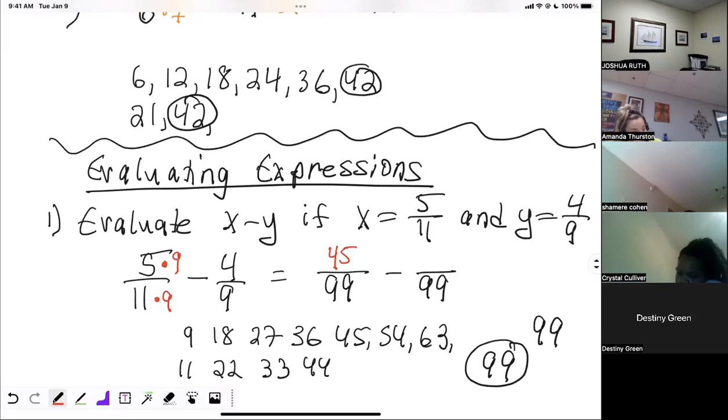Let's look at the other fraction. This is what I need. This is what I have, which means I got to multiply it by 11. And 4 times 11 is 44. And when I put them together, I'm going to get 45 minus 44 is 1/99. Answer.